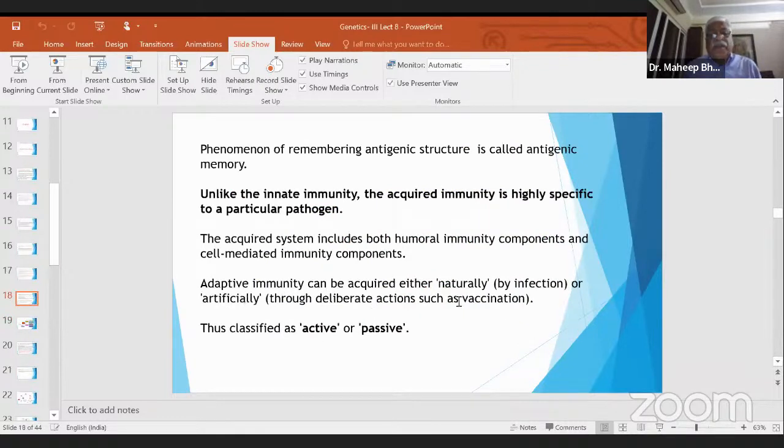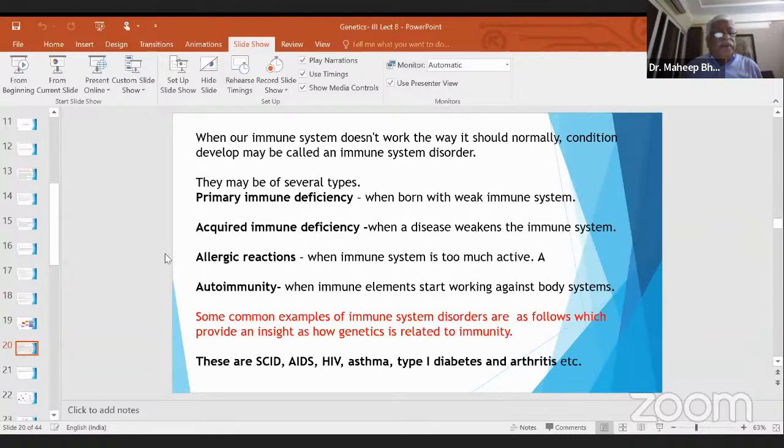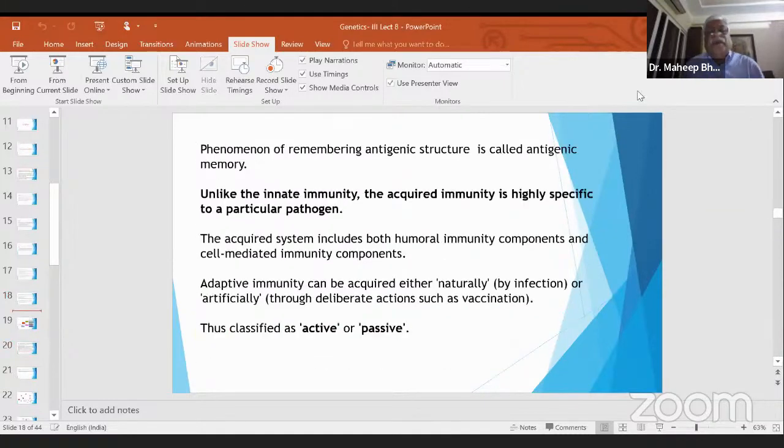This adaptive immunity or acquired immunity is basically classified into two types. One is known as active or passive. Well, this active and passive are very specific, because it is related with the transfer of immunity.